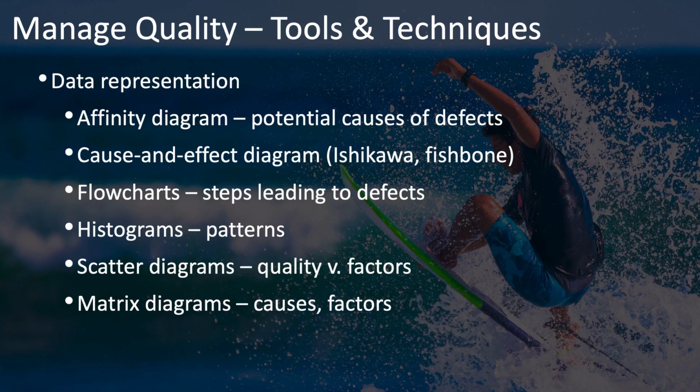Some data representation tools and techniques of managed quality include affinity diagrams, which will allow you to explore potential causes of defects and organize these into logical groups. Cause and effect or Ishikawa fishbone diagrams will allow you to do the same based on a certain effect or negative consequence, such as a defect. What are all the different causes that could have brought this about? Flowcharts can also be useful to help you see the different steps involved and help you see how those could have led to a defect and where a defect was introduced.